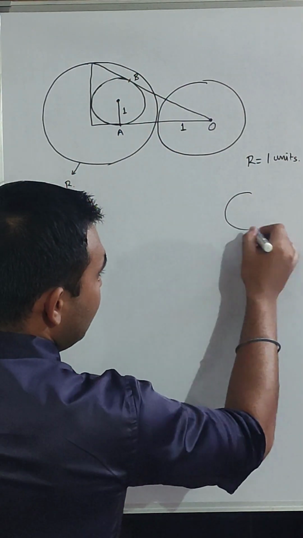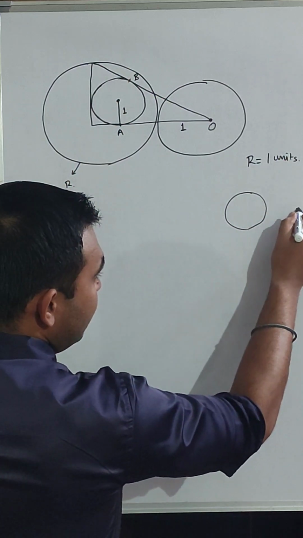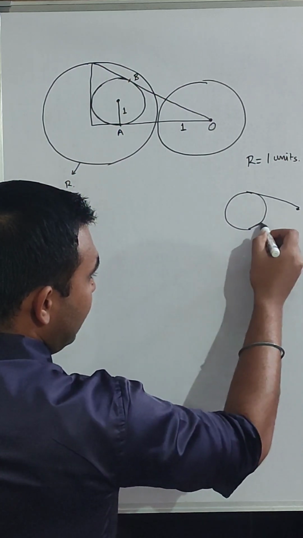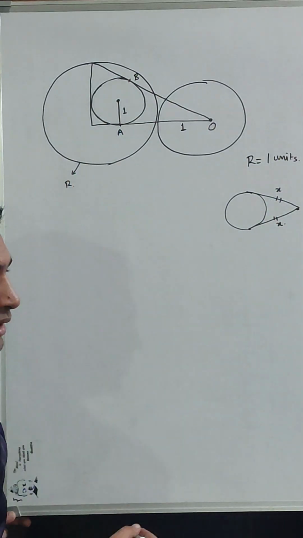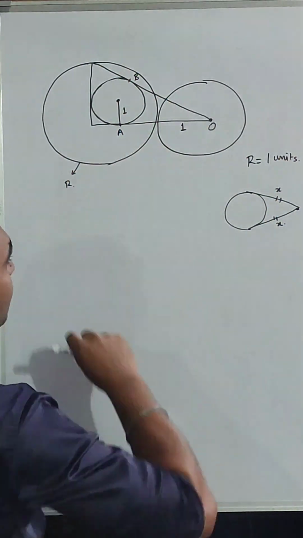We have seen in circle theorems the property of circles: if there is an external point and you draw tangents, the lengths of the tangents are equal. If this is x, this will also be x. So basically this property we have to apply over here in order to solve this.